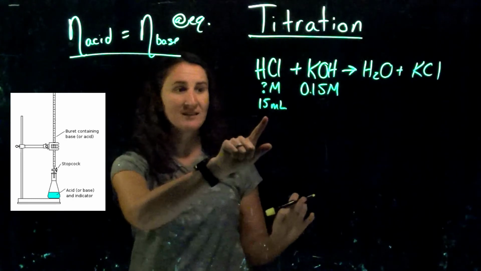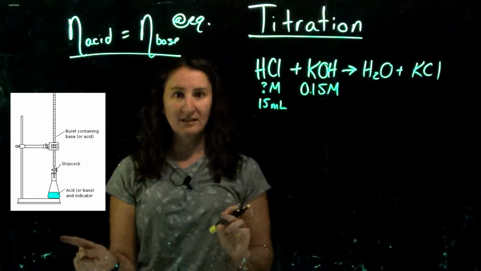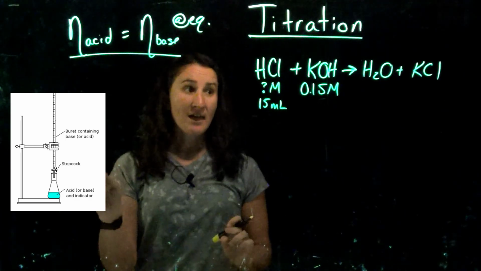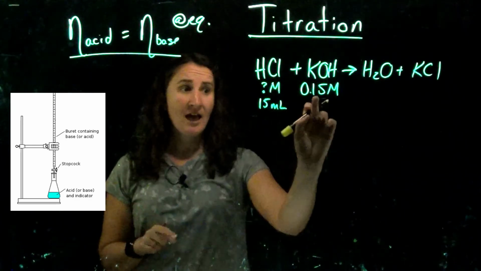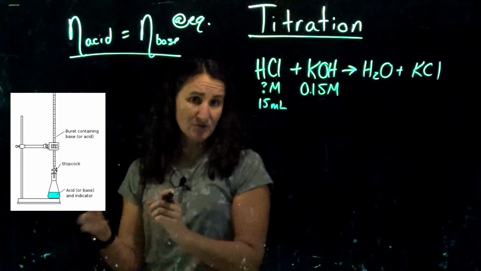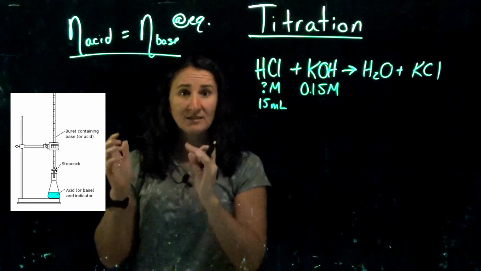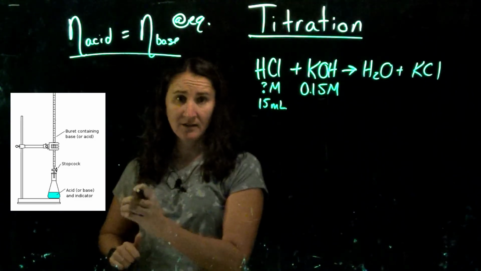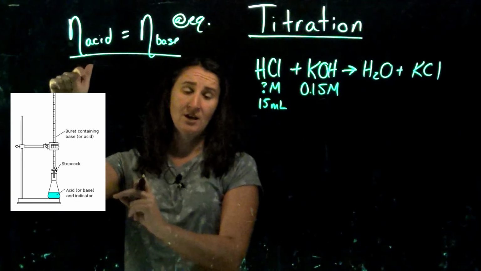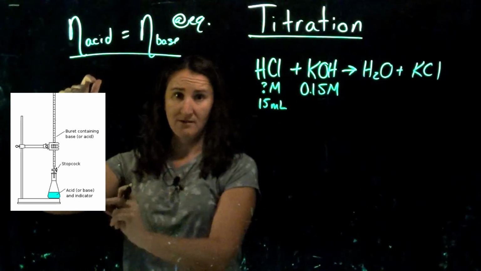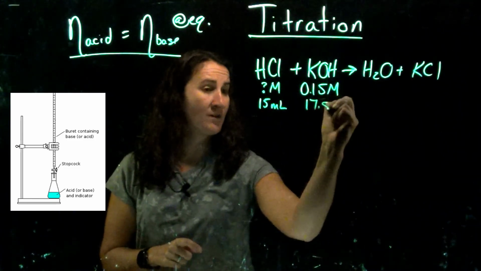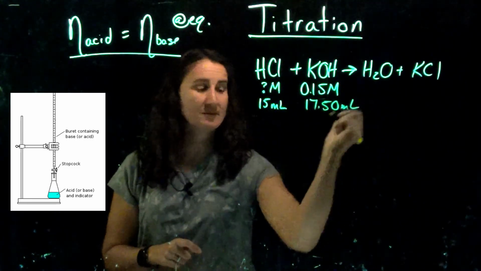Okay, so back to this. I have 15 milliliters of hydrochloric acid inside my Erlenmeyer flask underneath my burette. In my burette, I have potassium hydroxide, and I know it's 0.15 molar. So I'm going to slowly start dripping it, and swirl it as I go. Once it turns pink, I stop the stopcock and record exactly how much volume it took to go from clear to pink. And that volume in today's example is going to be 17.50 milliliters.